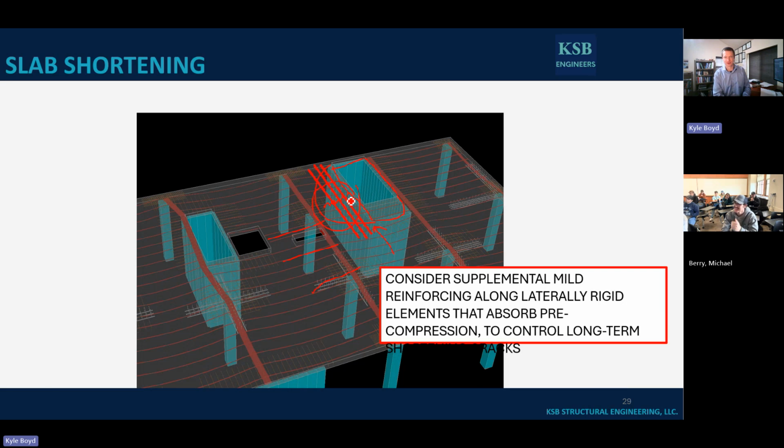I should probably put some reinforcing right here. There's a crack that's going to happen. If I were to look at my FE model and look at my pre-compression, I would have seen I got no pre-compression right there. I got to do something about that. But I didn't back then.